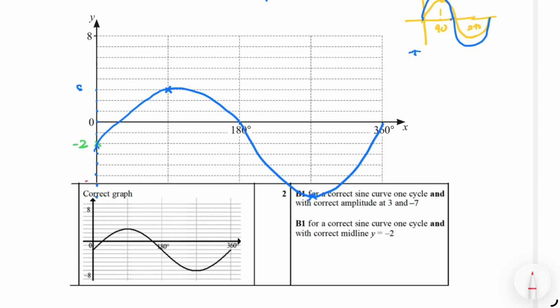Let's bring in the marking scheme. This is a 2-mark question. The first mark is coming from the correct sine curve, where it has this S shape and amplitude at 3 and -7, which is this one. That is 1 mark. The second mark is coming from when it's 1 cycle and with the correct midline of -2, which is this part.